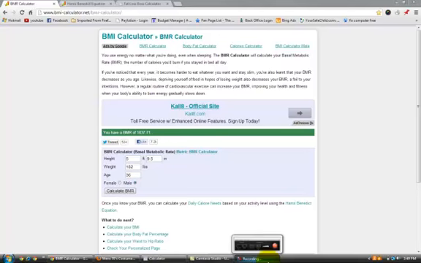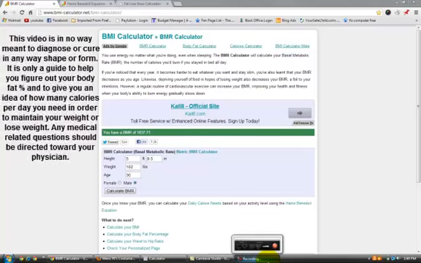Hey folks, my name is Mark Romero, and today what I'm going to be teaching you is how to get a fairly accurate body fat measurement, and also how to measure the calories that you need to take in per day to maintain your weight or lose weight, or even gain weight if that's something that you want to do.